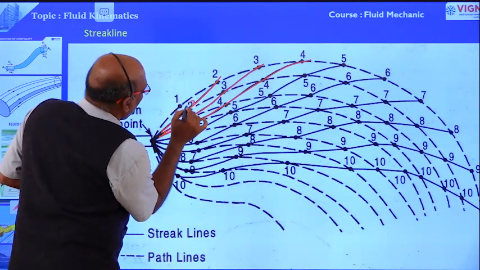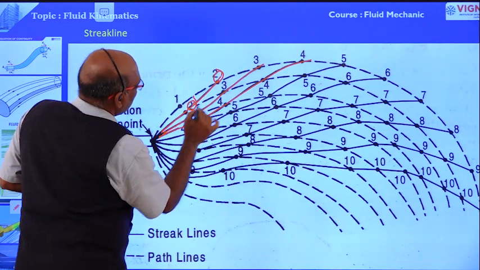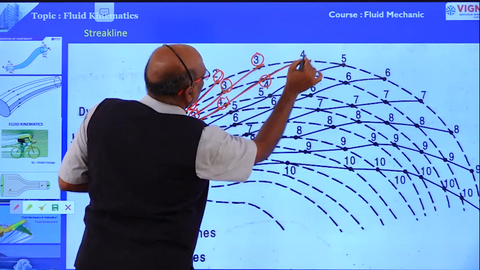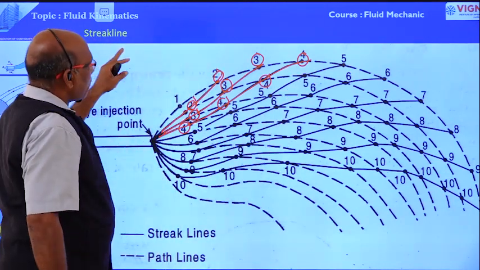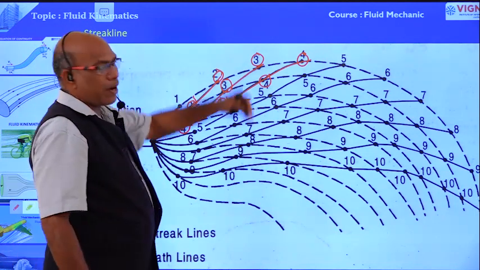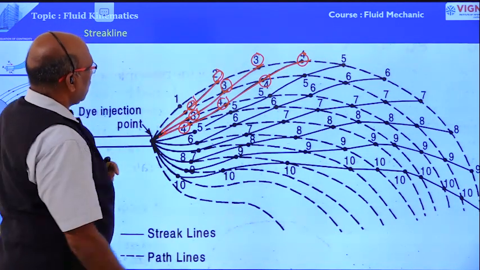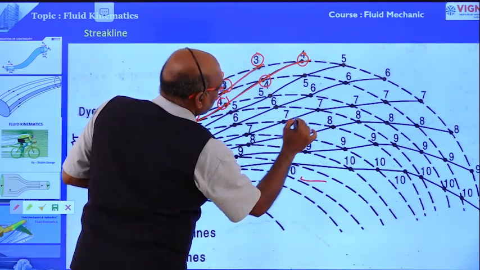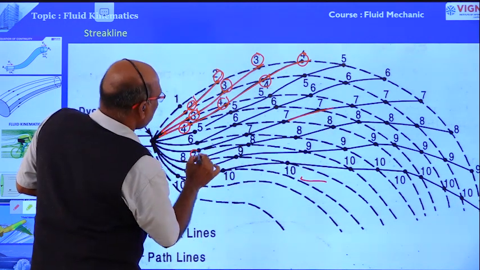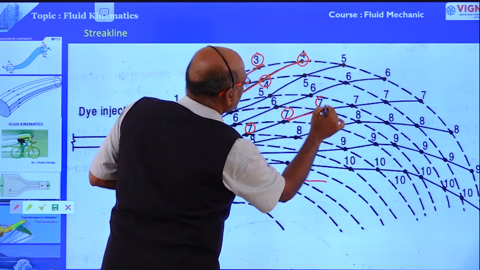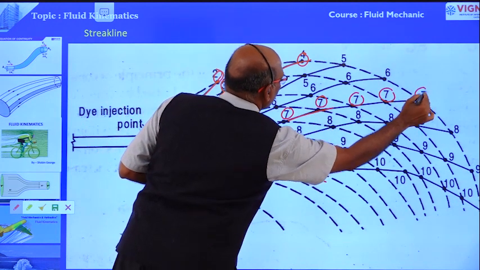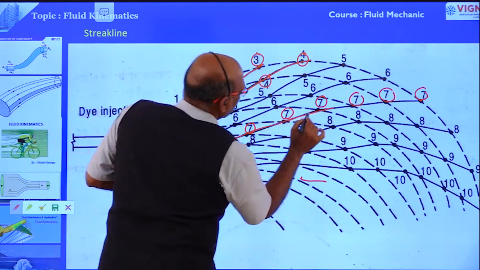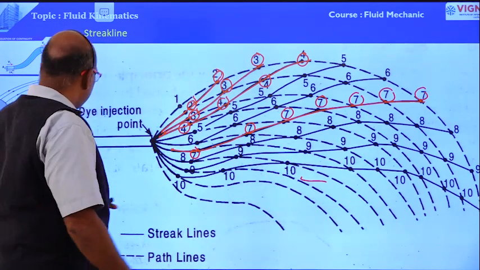So the fixed points are point 2, point 3, and point 4. That means a streak line is the line joining the fixed points. These are the streak lines, and these are the path lines. Now here, this is point 7, point 7, point 7. These are the fixed points, all number 7, so this is known as a streak line.